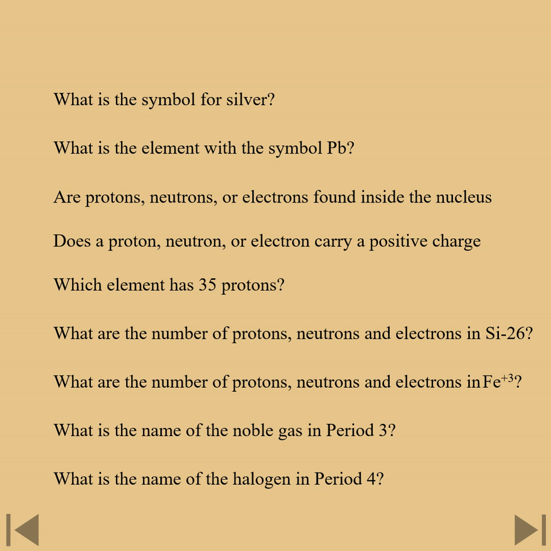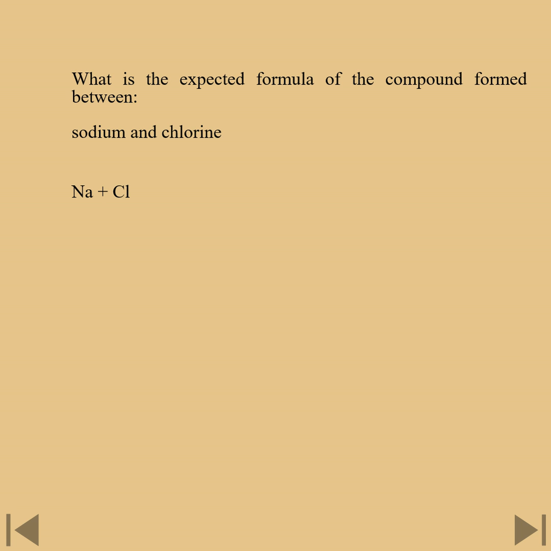And now, what's the expected form of the compound formed between sodium and chlorine? Okay, well, sodium forms a +1 ion, so it has a bonding number of 1. Chlorine forms a -1 ion, so it also has a bonding number of 1. There's step 1. Step 2, the least common multiple of 1 and 1 is 1.